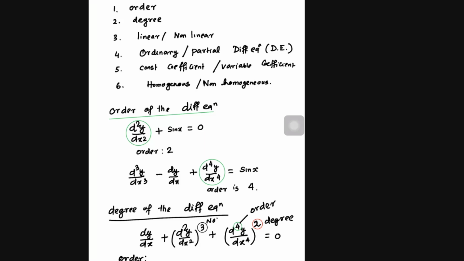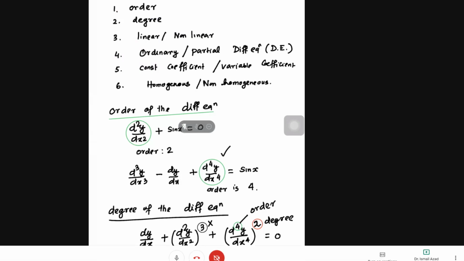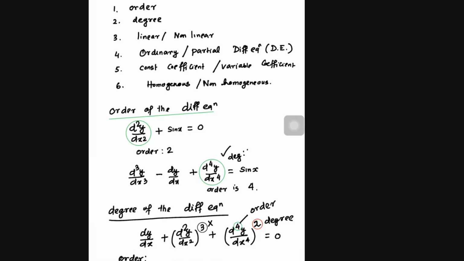For the previous example, when the order was 4, the degree was 1. Yes, here degree 1. Okay, now clear. I think order and degree are clear. Okay, let's see the next point.